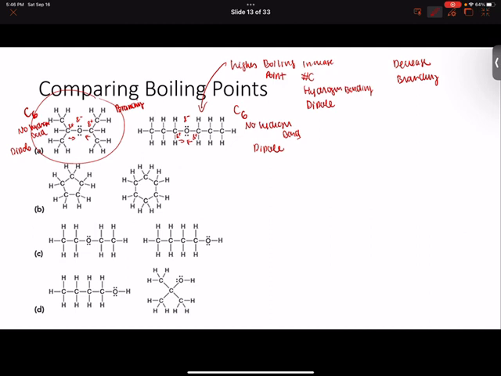Let's count the number of carbons. We have 1, 2, 3, 4, 5. We have 1, 2, 3, 4, 5, 6. And we don't have any hydrogen bonding. We don't have any dipole because we don't have any other atoms than carbon and hydrogen. And they both represent branching. So the main difference is gonna be the number of carbon atoms. And we know as you have more carbon atoms in your molecule, the higher your boiling point is gonna be. So this one's gonna be the higher boiling point.